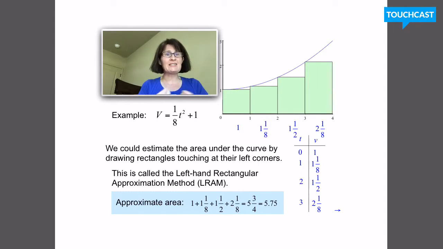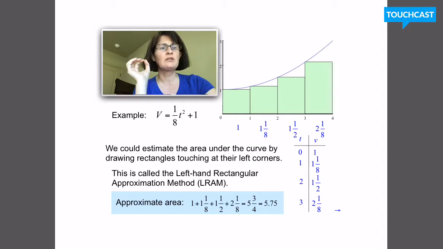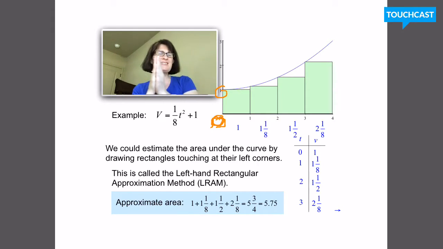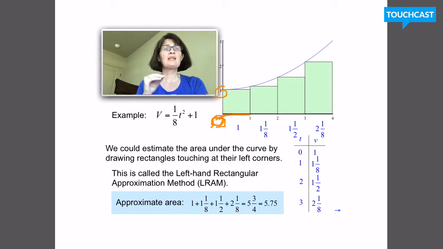You could just make a decision. One option is to choose the heights of the rectangles so that the top left corner of the rectangle touches the curve. Notice here, my first rectangle's top left corner touches the curve. It's as if I plug 0 in for t, since 0 is the left-hand side of this rectangle, which covers from 0 to 1. I pick the left-hand side, just to pick something, and use the height of the rectangle as the value of the function when time equals 0.